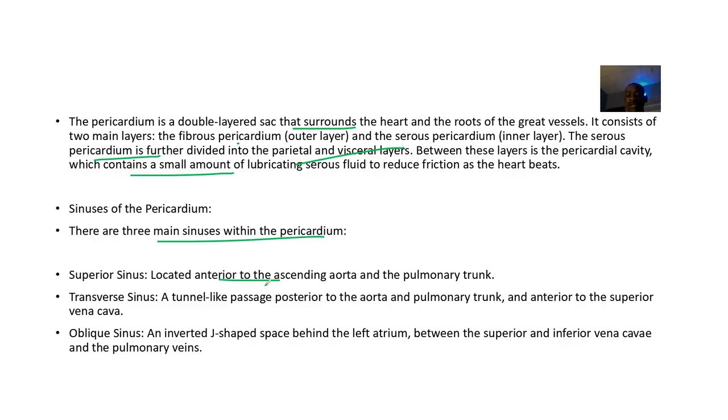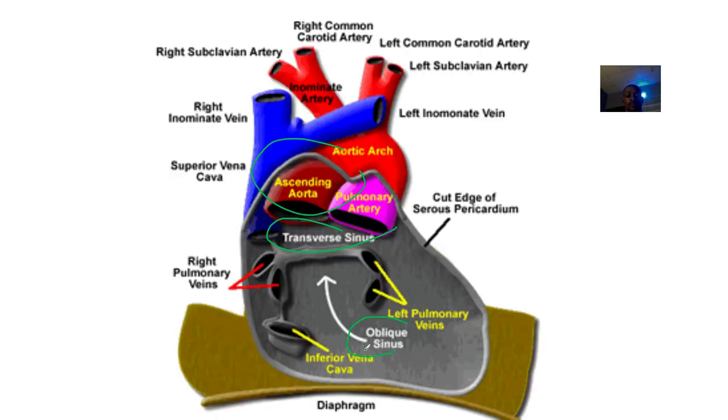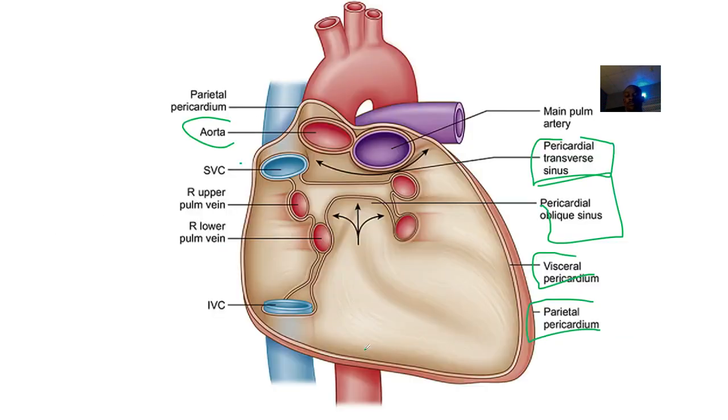Transverse sinus is a tunnel-like passage posterior to the aorta and pulmonary trunk and anterior to the superior vena cava. So oblique sinus, that is an inverted J shape space behind the atrium, between the superior and the inferior vena cava and the pulmonary veins. Okay, that's the oblique. This is the oblique. Alright.